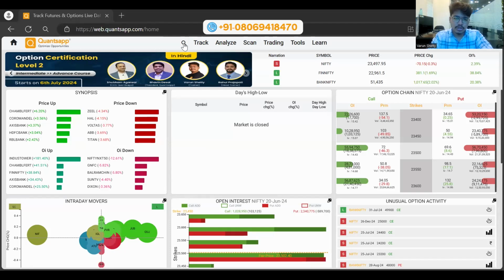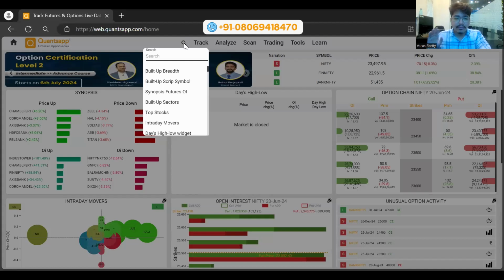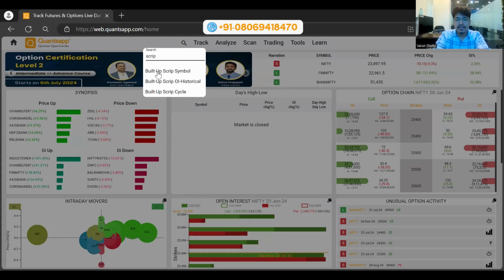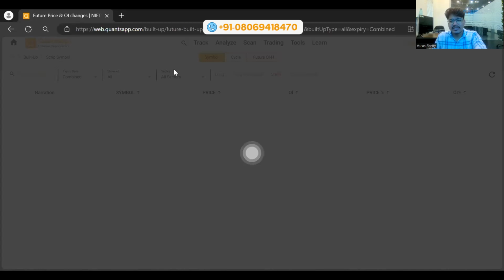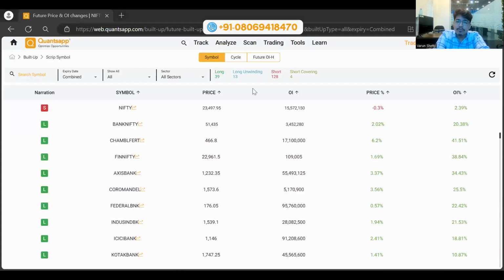Quite simple. Go to the search option inside Quantsapp. So this is web.quantsapp.com. You can access it via the web app if you're on desktop, or if you're on Android or iOS, we have an application on the App Store as well. Now moving on. Just search for build-up or you will find it right here, build-up Scrip symbol. So if you just search for Scrip, you will find build-up Scrip. So there are three things: build-up Scrip symbol, Scrip OI historical, and Scrip cycle. So I'll just open build-up Scrip symbol because all of these are the same. So once I open Scrip symbol, you can see this is the current build-up. So you can clearly see this refreshes during the live market.